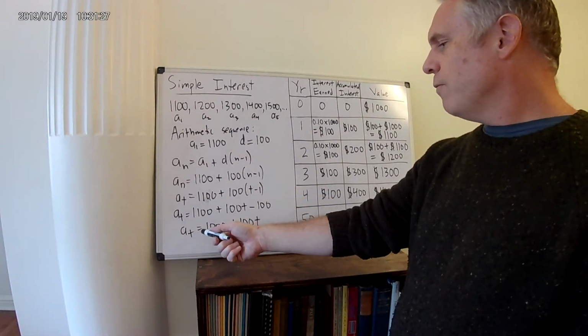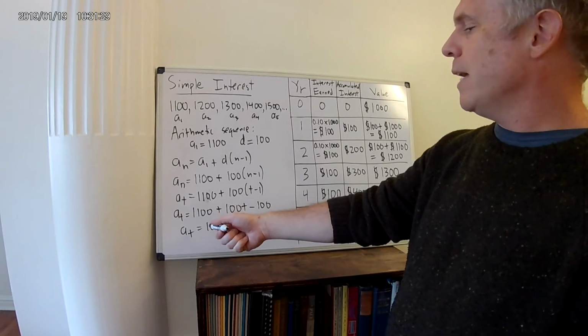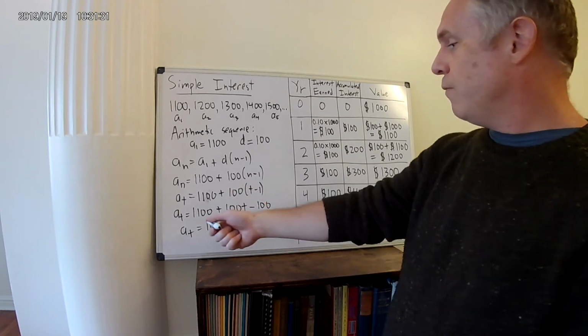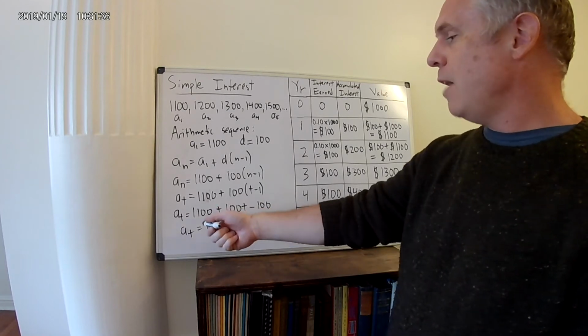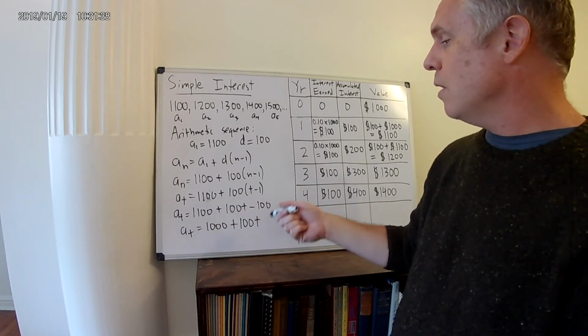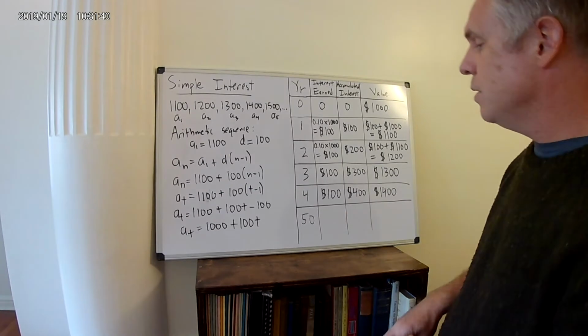I get a formula for the value of my account as a function of year. So if, for instance, you were interested in the 15th year, t would be 15. You'd plug in: A sub 15 equals 1000 plus 100 times t.